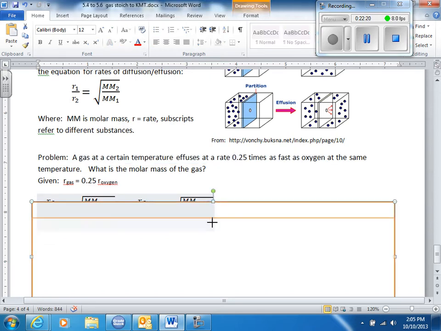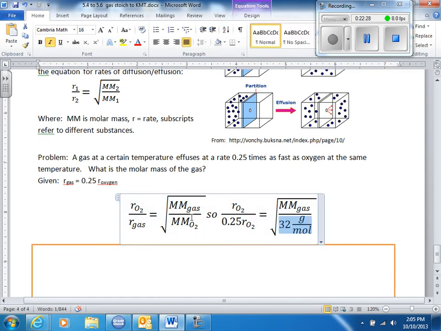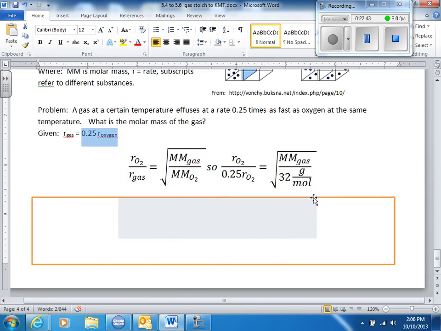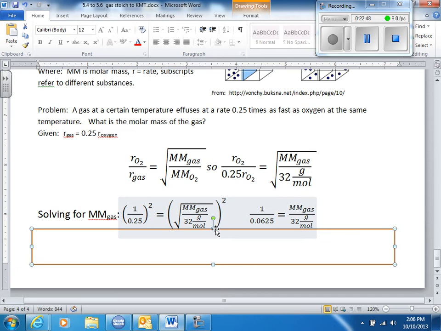You can try this on your own. So we have our equation. We know the molar mass of oxygen is 32. And for our gas, we're just substituting in 0.25 times R_O2. You should notice that the R_O2 is going to cancel. We'll have 1 over 0.25 is the square root of the molar mass of the gas over the square root of 32, which is the molar mass of O2.